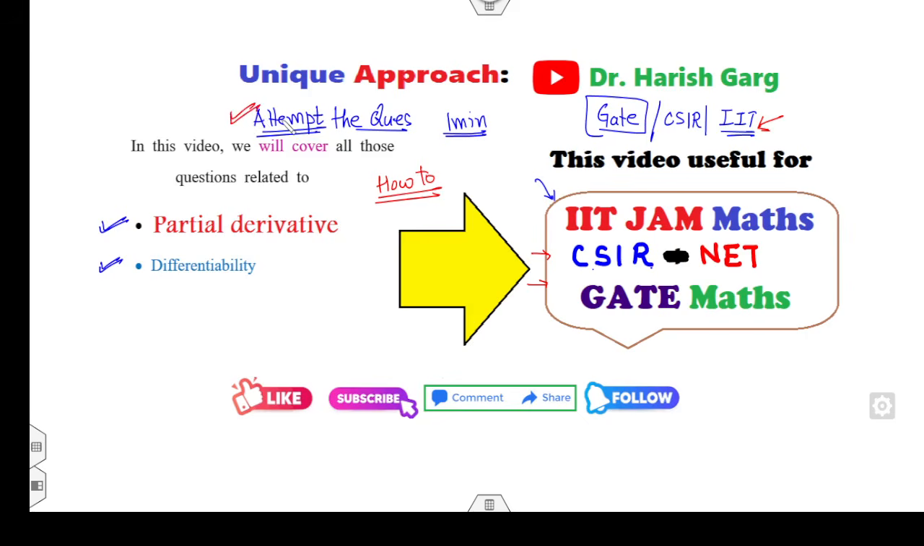Fine. And one more thing, because partial derivatives, differentiability, continuity, these are common topics in each of the examinations. So the concept and shortcut tricks are all the same.